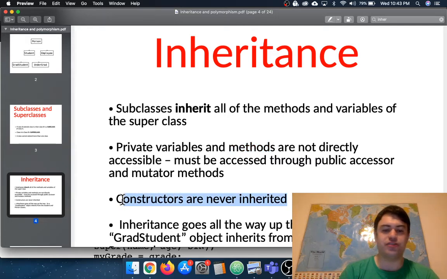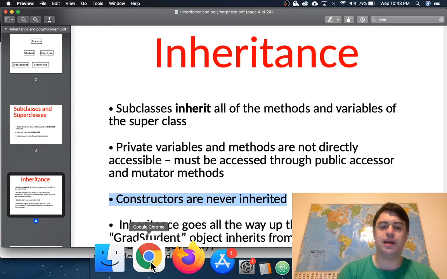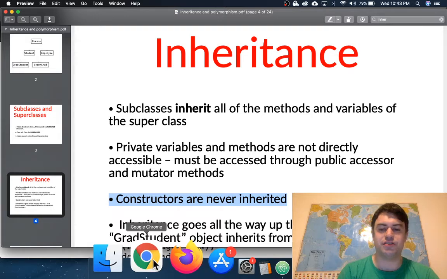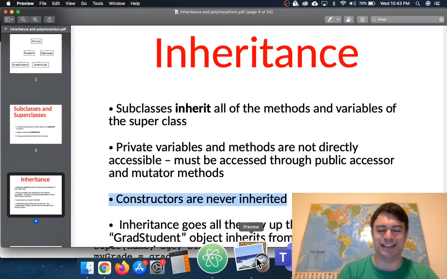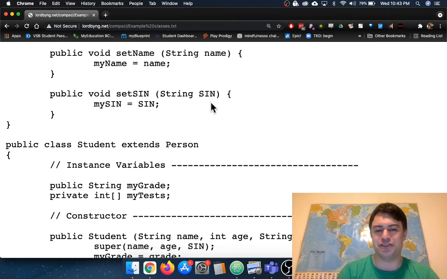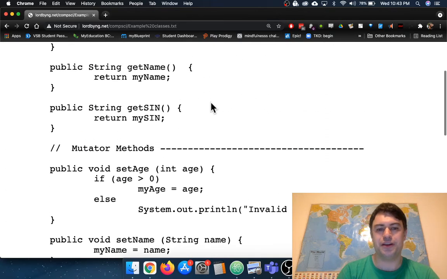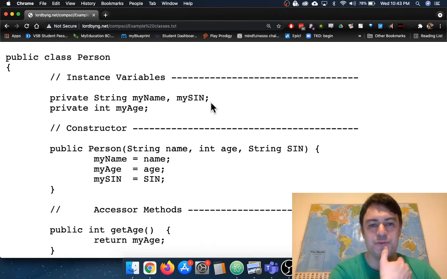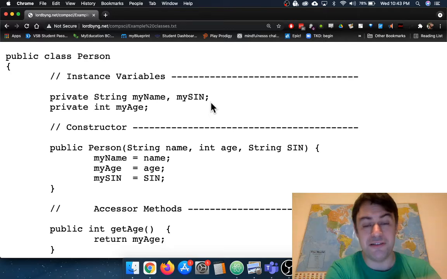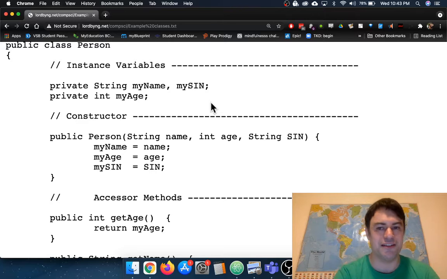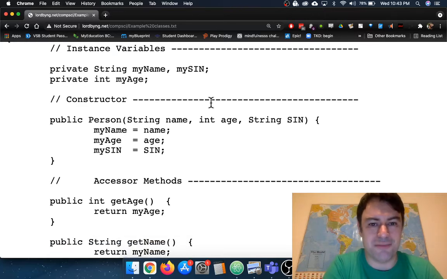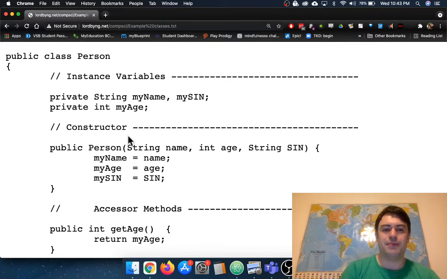Important to know that constructors are never inherited. That just does not happen. It's just a rule to be really clear about, and that's just the way it is. So don't assume that you can call constructors from the superclass. Actually, there is a way to do it. It was the super keyword. We'll learn about that later. But just know that they're not inherited. There's some special mechanism by which you could access them. So that's good to know.